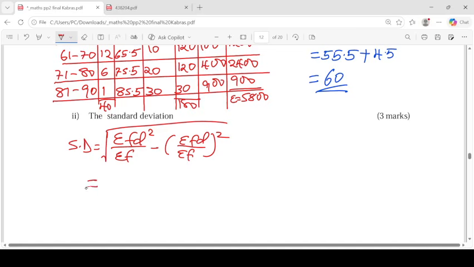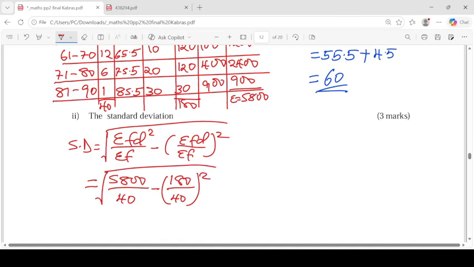So this will be the square root of the summation of fd squared, which is 5800, over the summation of f, which is 40, minus the summation of fd, which is 180, over the summation of f, which is 40. Then you square this value. All this is under the square root.